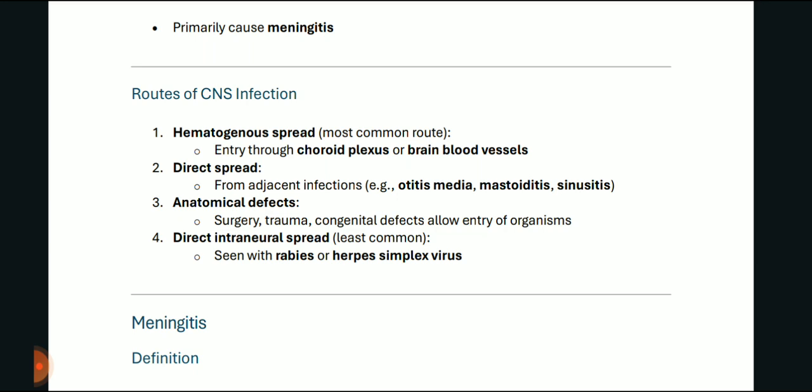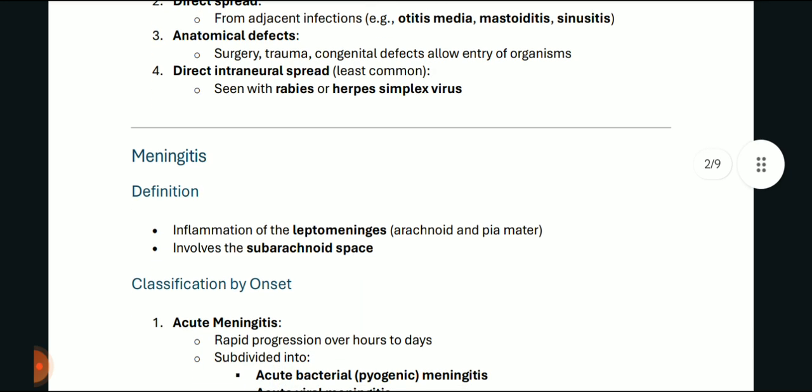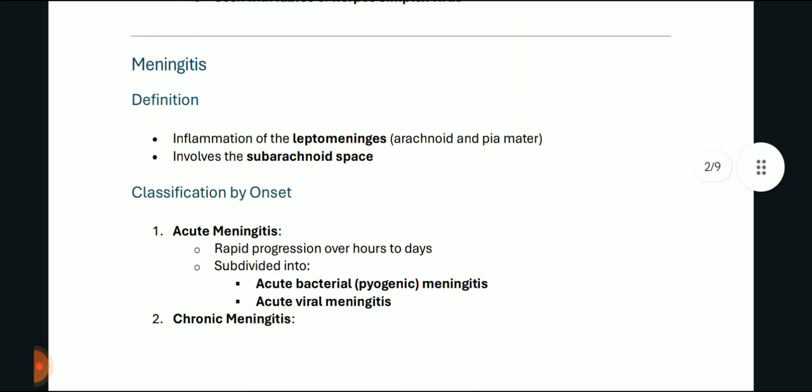Okay, now the routes of CNS infection. There can be hematogenous spread, which is the most common route, in which the pathogen enters through the choroid plexus or brain blood vessels. There can be direct spread from adjacent infections, for example otitis media, mastoiditis, sinusitis. There can be anatomical defects like surgery, trauma, congenital defects that allow the entry of organisms, and there can be direct intraneural spread, which is least common. It is seen with rabies or herpes simplex virus.